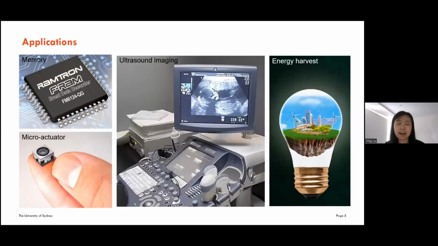Ferroelectric materials have a wide range of applications. Because they have very good ferroelectricity and piezoelectricity, they can be used not only in people's daily life, but also in defense. For example, they can be used in memories, micro actuators, ultrasound imaging, and energy harvesting.